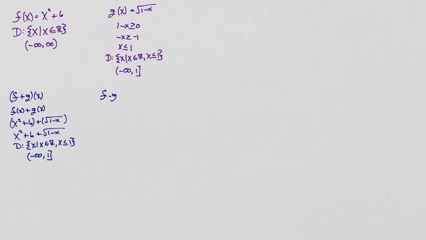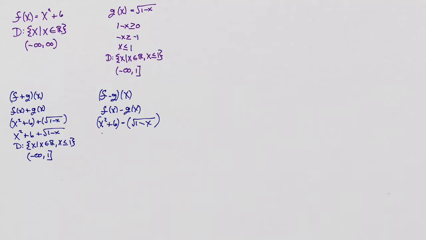F minus g of x is really f of x minus g of x. Plug them in. We're going to have x squared plus 6. Make sure you use your parentheses, because right here with the minus, you've got to make sure that minus goes to everything within the g of x. So we have the square root of 1 minus x. Now there are times you don't have the square root. You have to distribute the negative sign. So be careful and not drop a sign.